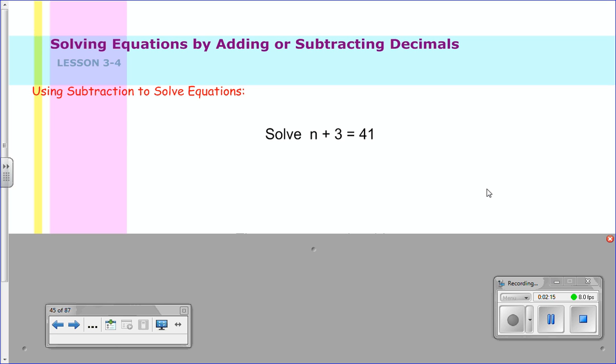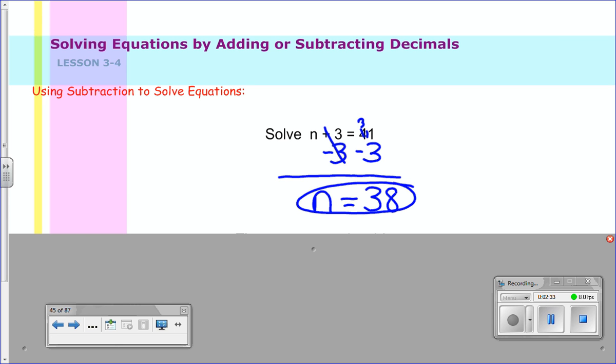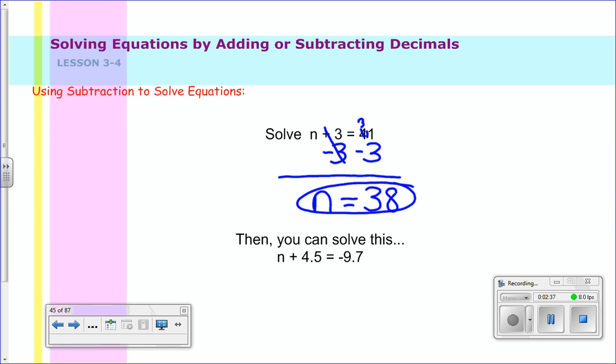If I wanted to get n by itself, on the same side I have a plus 3, so I'd subtract it. And again, what you do to one side, you do to the other to keep it balanced. And I'm left with n is equal to 41 minus 3, which is 38. That's something we learned last chapter. If you can do those problems, you can do ones involving decimals.